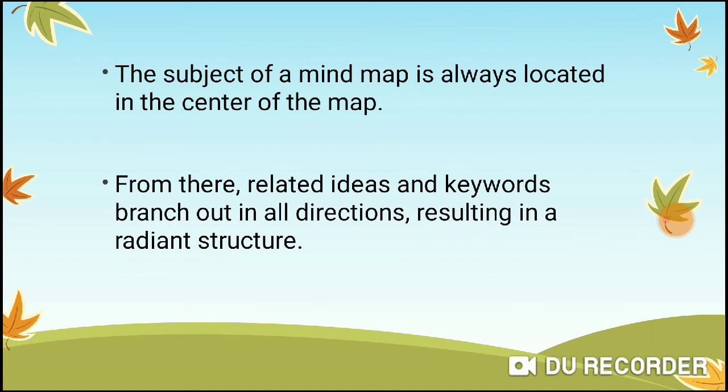The subject of the map is always located in the center of the map. If you remember my first slide, the center point was mind map because that is what I'm going to deal with today. In any mind map, the central idea will be in the center, and the others will branch out from it. From there, related ideas and keywords branch out in all directions. Thus, it results in a radiant structure. It's very colorful, creative, and visually appealing. When you compare it with your usual class notes, you'll find it to be more interesting.